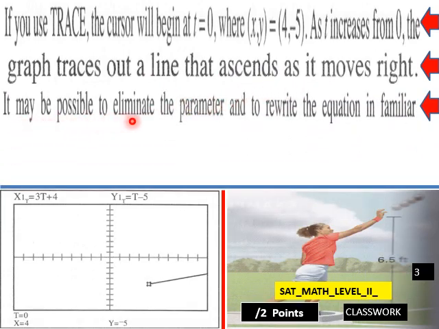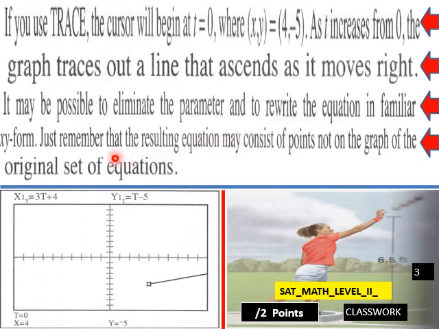It may be possible to eliminate the parameter and to rewrite the equation in familiar xy form. Just remember that the resulting equation may consist of points not on the graph of the original set of equations. So that's what a parameter will do.